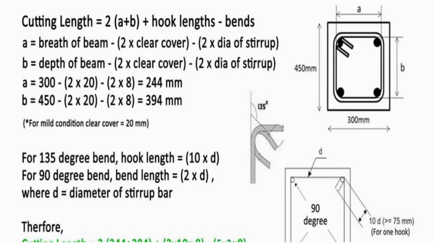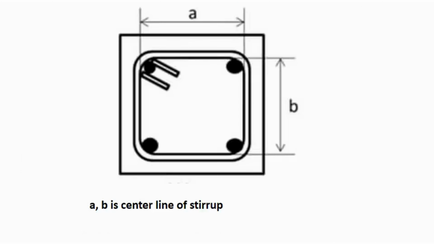Now we will learn how much cutting length of stirrup is cut on the sides, meaning how much we cut. In the figure, you will see the center line of the stirrup. Now let us calculate A length, which is equal to the breadth of beam minus 2 times clear cover minus 2 times the dia of stirrup.